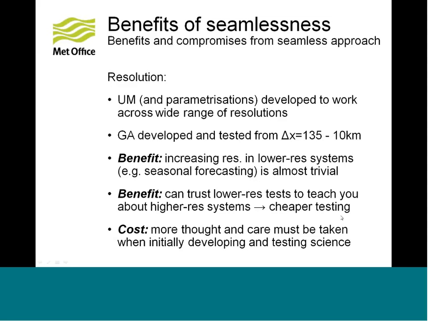This makes our testing cheaper, or if you throw that on its head, it means we can run more sophisticated testing with lower resolution systems to really try and understand the performance of the model. But the cost here comes in that more thought and care has to be taken when you're developing the initial science. So our developers here in our physics and dynamics sections will be thinking about that from day one. When they're thinking about their parameterization, they'll be thinking about how they can get it to perform across all spatial and temporal scales, across all of these resolutions.